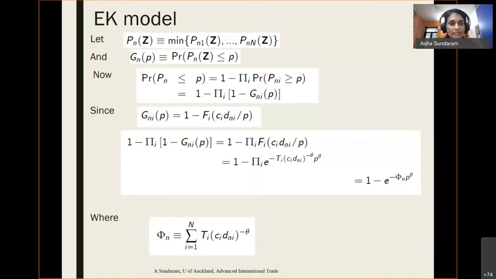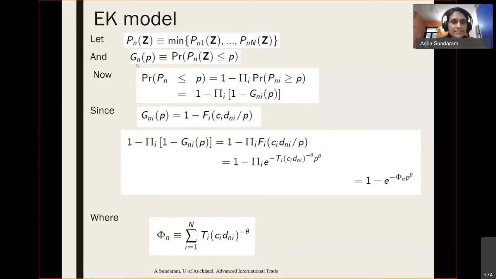N is India. Now, in the EK model, what India is going to do is it is going to look for the least cost supplier of that product. So suppose we're talking about cars here. So what is the price of cars in India? Well, that's going to depend upon who can supply to us at the minimum. Okay, so different countries can supply us cars at different prices depending on their productivity levels and the cost of shipping those cars from those countries to India. And we're going to pick the minimum of P_N1, P_N2, ..., P_NN. So we're going to look at the prices of all these different countries and we'll pick the minimum.